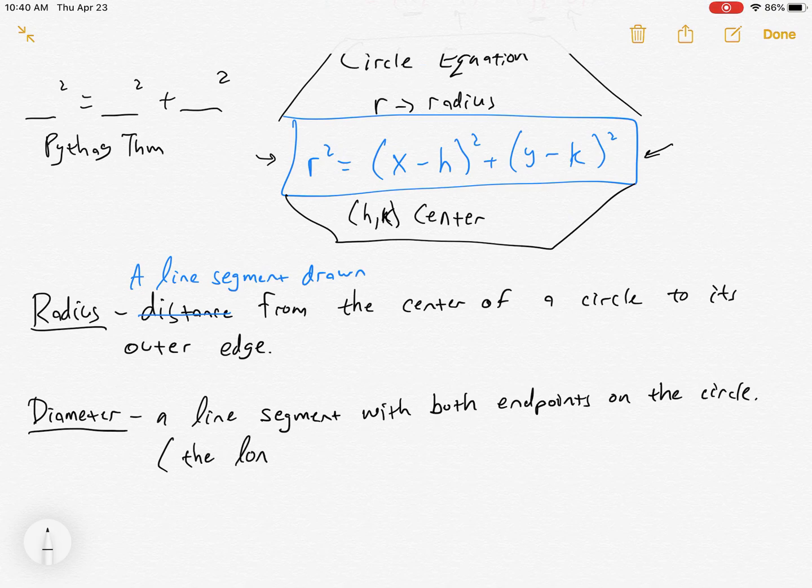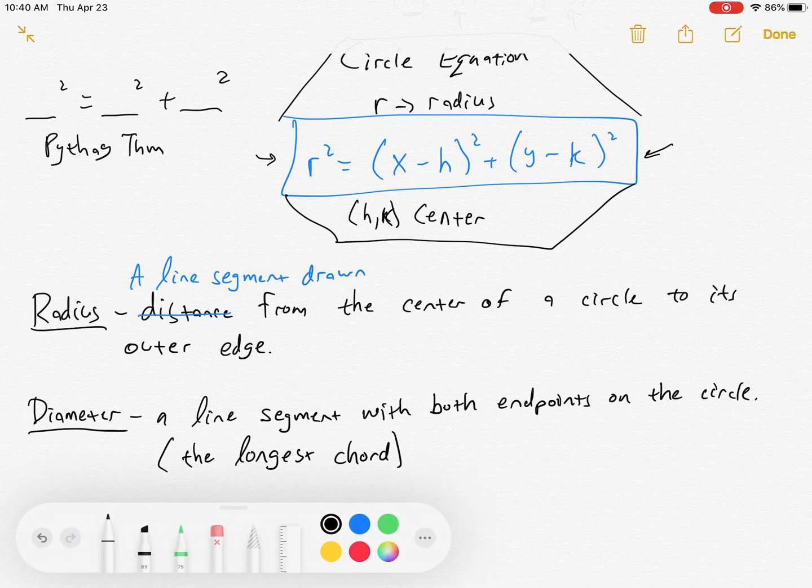So I wasn't really planning on writing these definitions out, so I don't have them sitting here next to me, so I'm kind of winging it. But I think those are pretty good definitions. By the way, a diameter, you could really cleverly call it the longest chord. It is a chord. Remember we talked about that earlier. A chord is a line segment with both endpoints on the circle.